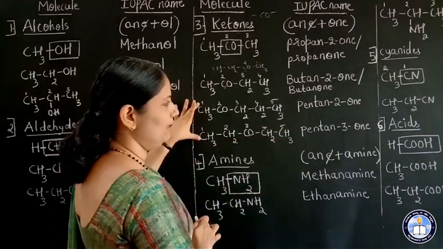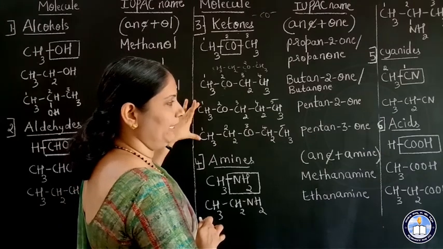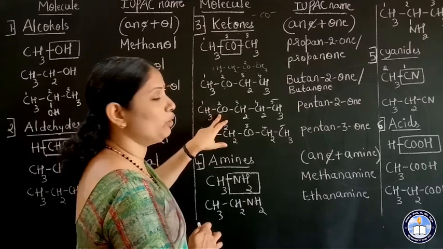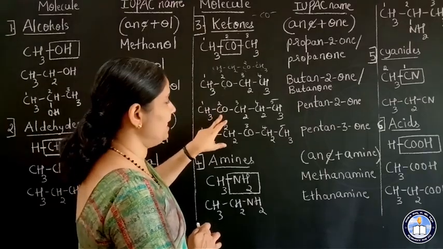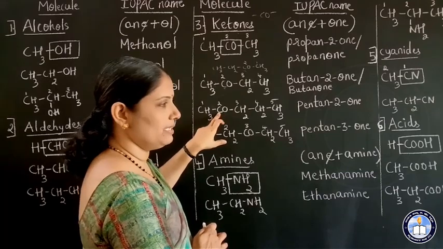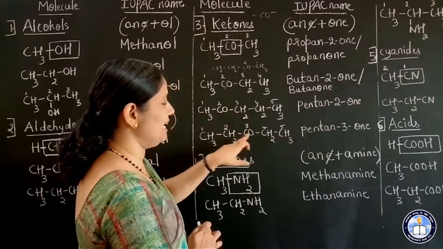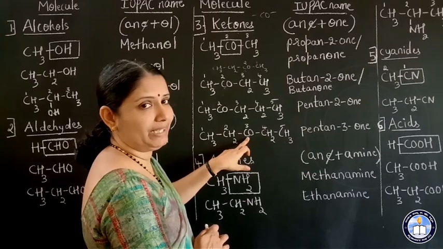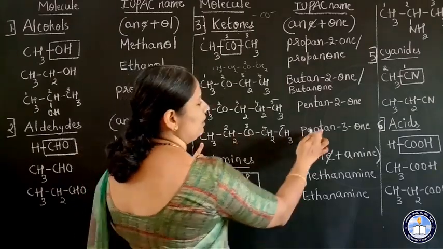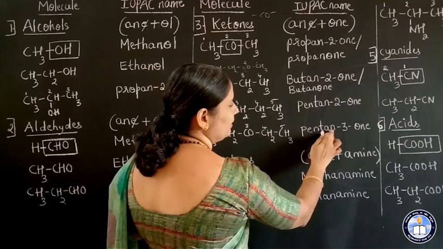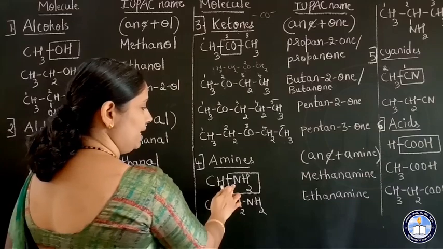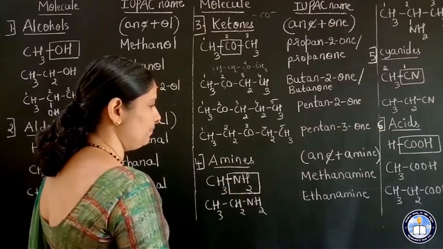Now next, similarly CH3CH2COCH2CH3. Both of these are pentanone, but the position of the CO group differs here. In this case, the carbon of the CO group has attained the second position, whereas in this case the functional group carbon has attained the third position. So pentan-2-one, pentan-3-one.